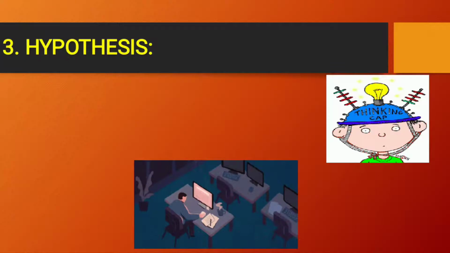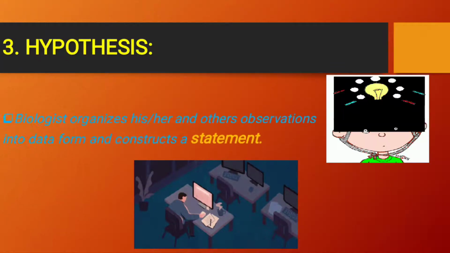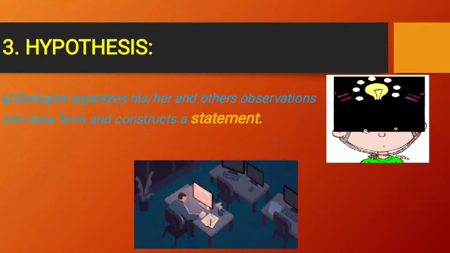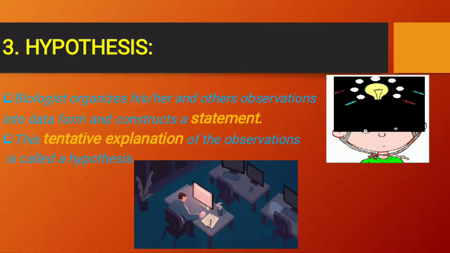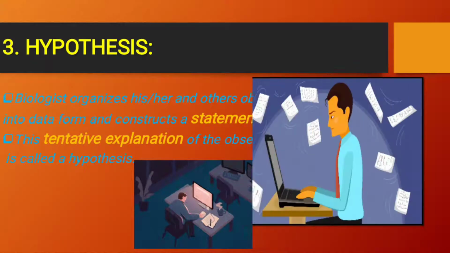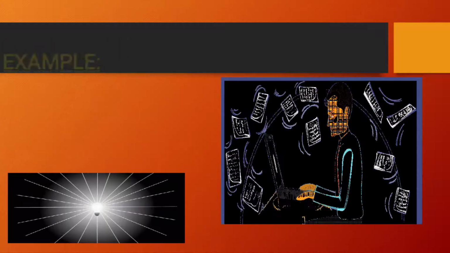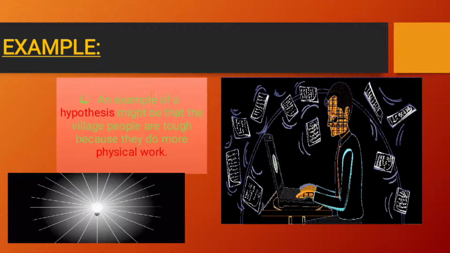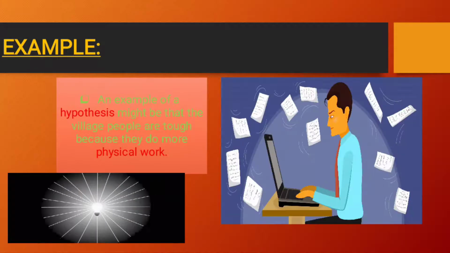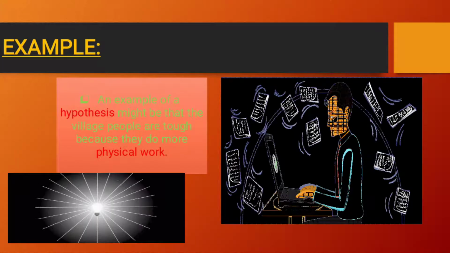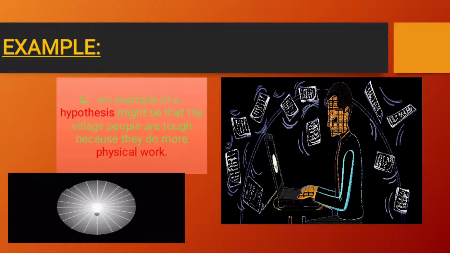Third step of biological method is hypothesis. Biologists organize his or her and other observations into data form and construct a statement. This tentative explanation of observation is called hypothesis. An example of hypothesis might be that the village people are tough because they do more physical work.